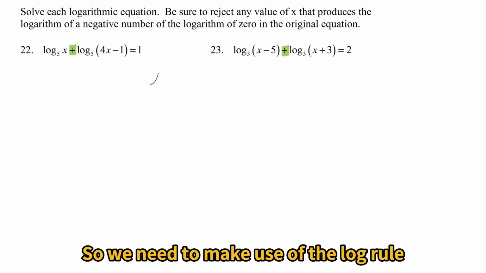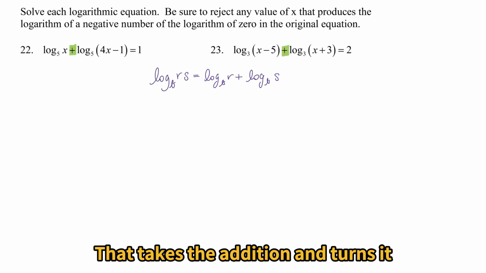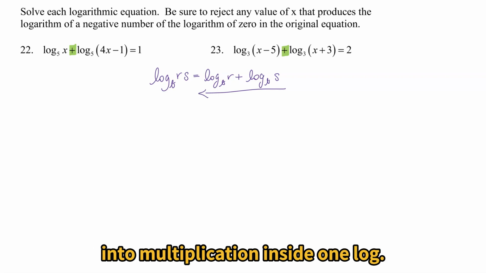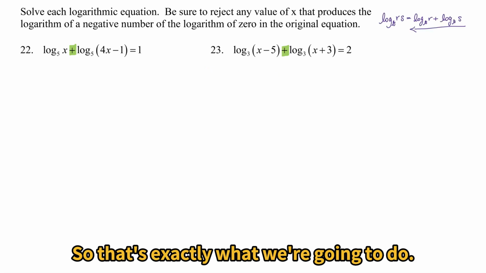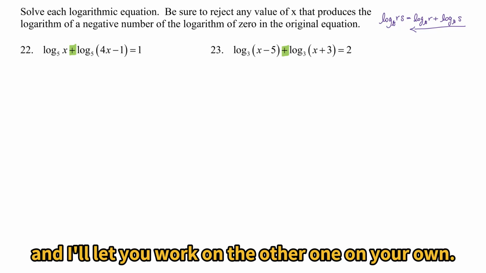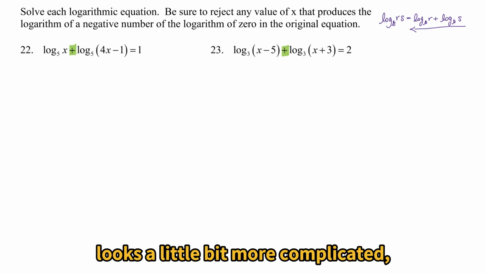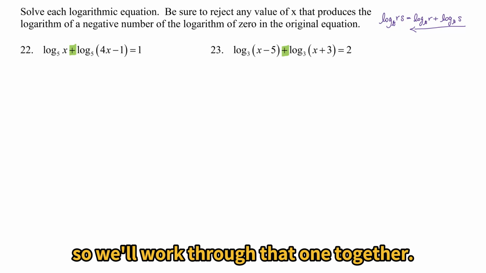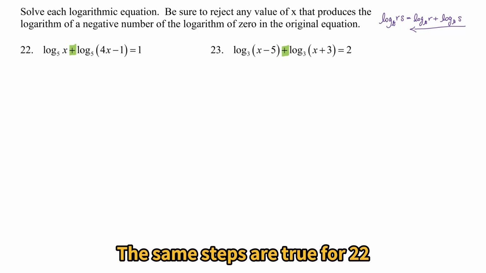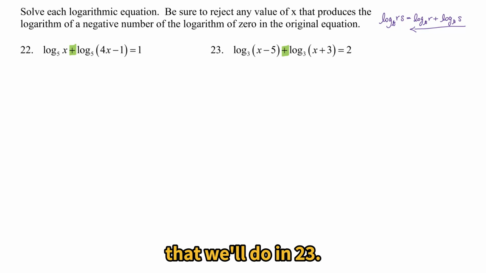So we need to make use of the log rule that takes the addition and turns it into multiplication inside one log. And so that's exactly what we're going to do. I'll do one problem and I'll let you work on the other one on your own. And I'm actually going to take number 23. Looks a little bit more complicated, so we'll work through that one together. The same steps are true for 22 that we'll do in 23.